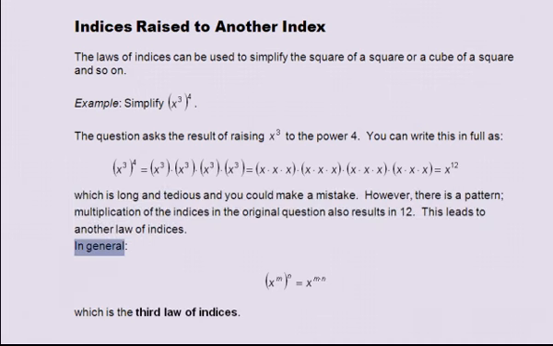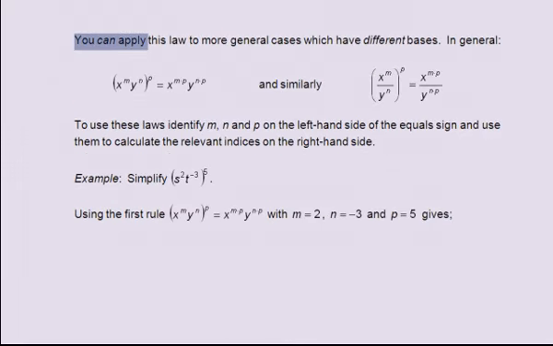In general, x to the power m all to the power n equals x to the power m times n, which is the third law of indices. You can apply this law to more general cases which have different bases. In general, x to the power m times y to the power n all to the power p equals x to the power m times p multiplied by y to the power n times p.